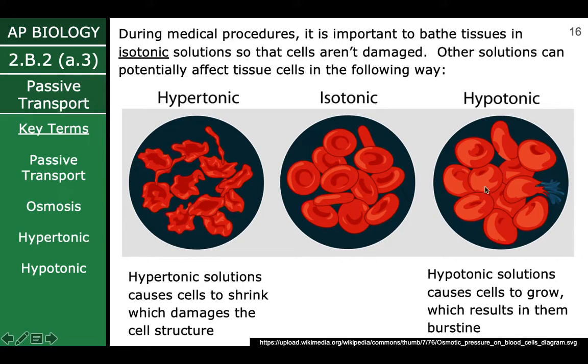So here I have some blood cells. If you put them into a hypertonic solution, they're going to shrivel up because all the water is going to leave. If you put them into a hypotonic solution, too much water is going to flow in and they're going to burst. And if you put them in an isotonic solution, it's nice and perfect. Think about it like Goldilocks and the Three Bears. This one's too high, this one's too low, this one is just right.